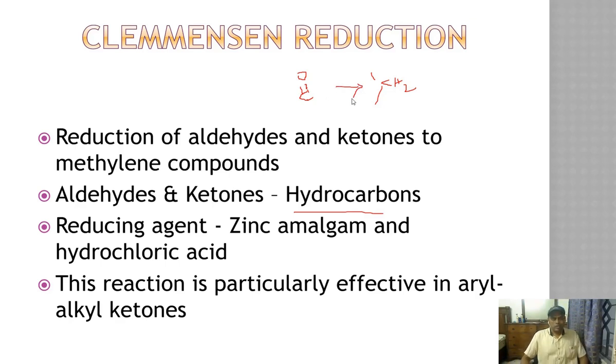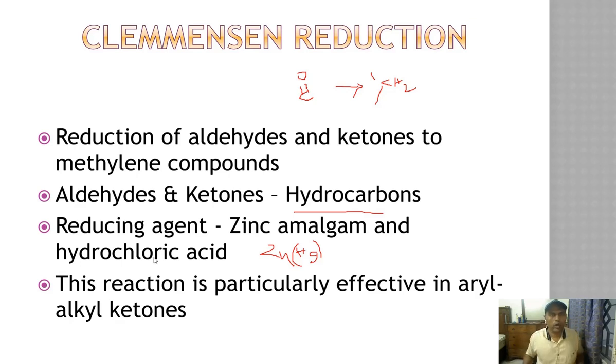So what is the reducing agent we are using here? That is zinc amalgam. Zinc amalgam is nothing but zinc and mercury combination. Right, along with the zinc and mercury, we are going to take hydrochloric acid. That means we are using acidic condition here.